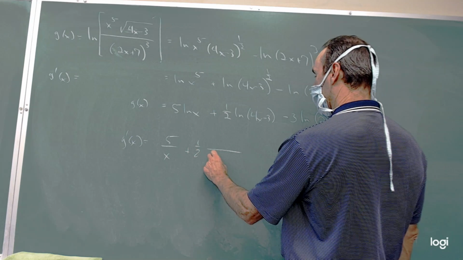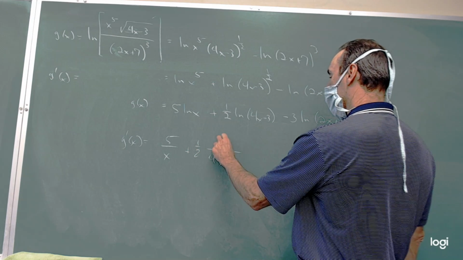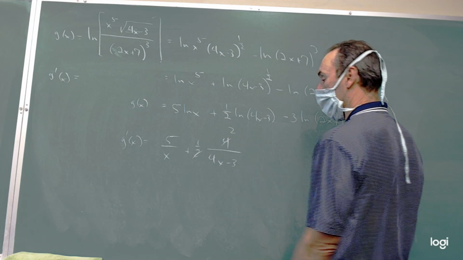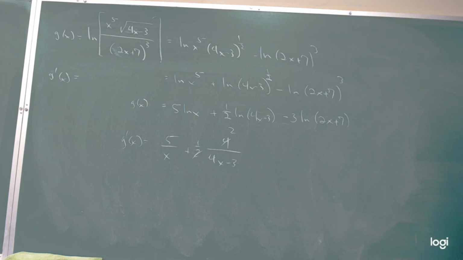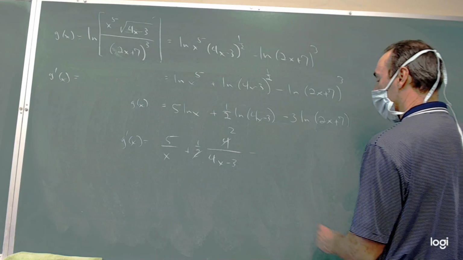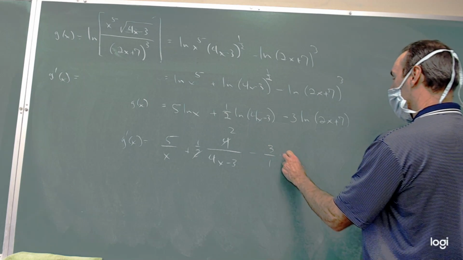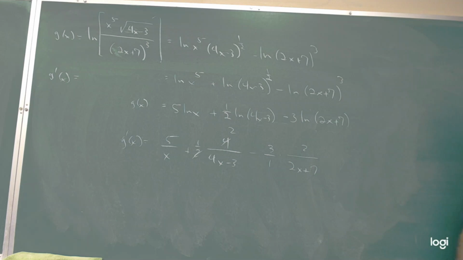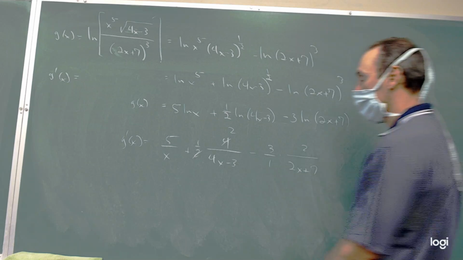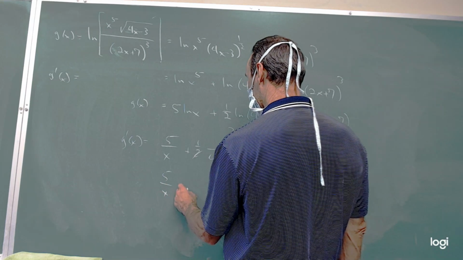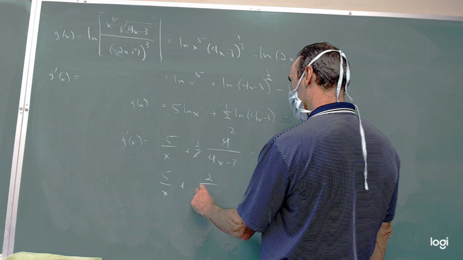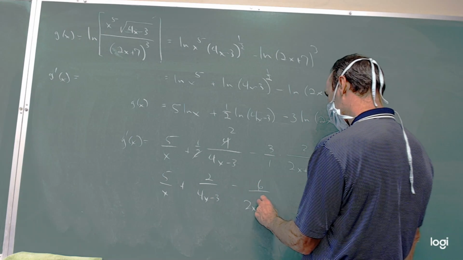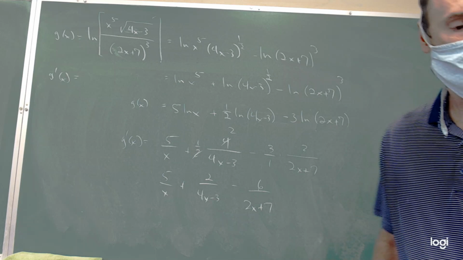So I'm going to do it in stages. You have the 4x minus 3, the du there, and we can cancel that. Okay? And similarly here, 2 goes up there. So at the end of the day, we got 5 over x plus 2 over 4x minus 3 minus 6 over 2x plus 7. Okay?